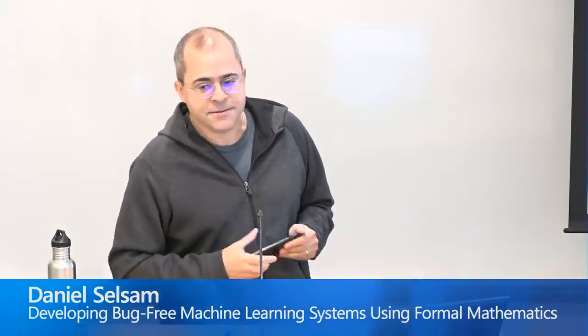Daniel is interested in both machine learning systems and theorem proving to check to make sure they work as expected. He's also interested in applying machine learning techniques to theorem proving. And today he's going to present this talk that he presented at ICML.